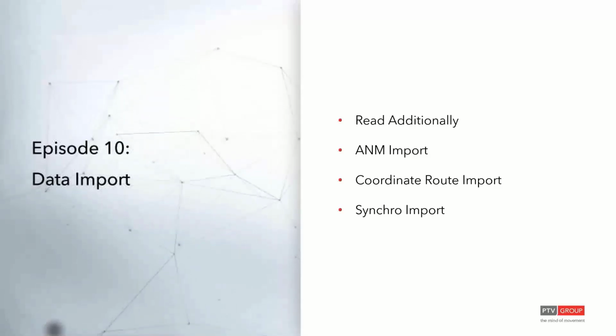Now, none of these will import a perfect model that will allow you to start running immediately, but it will at least be a good starting point to get some of the roadway network built in and then allow you to further configure that. So some of the options we're going to look at today include the read additionally functionality, which will allow you to combine two different system networks. The ANM import, which will allow you to bring over data from either Vissim or from Vistro. The coordinate route import, which will allow you to read in new routing information based on location. And then finally, we've got a Syncro import as well.